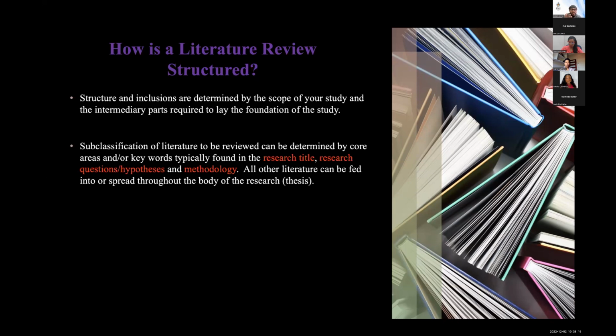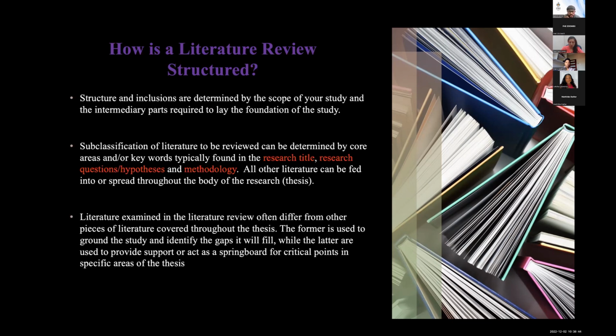You're supposed to have some sub-classification of literature to be reviewed. And that may come in the form of subheadings. So yes, you can have subheadings in your literature review. And what informs that is the research title, the keywords in the title, which are extremely important. Your research questions or hypotheses may inform the areas to be covered, and your methodology as well.